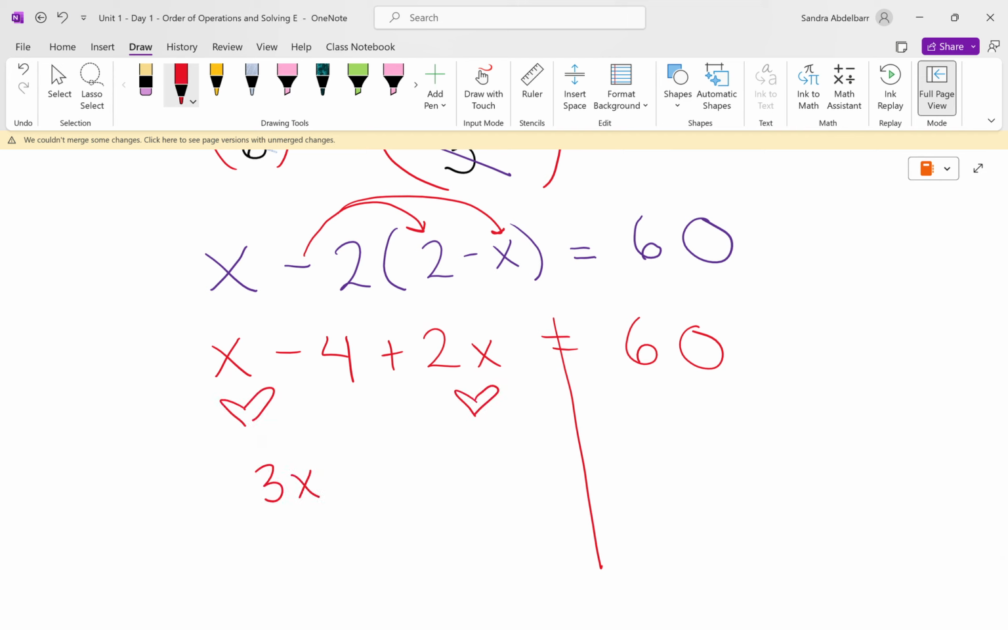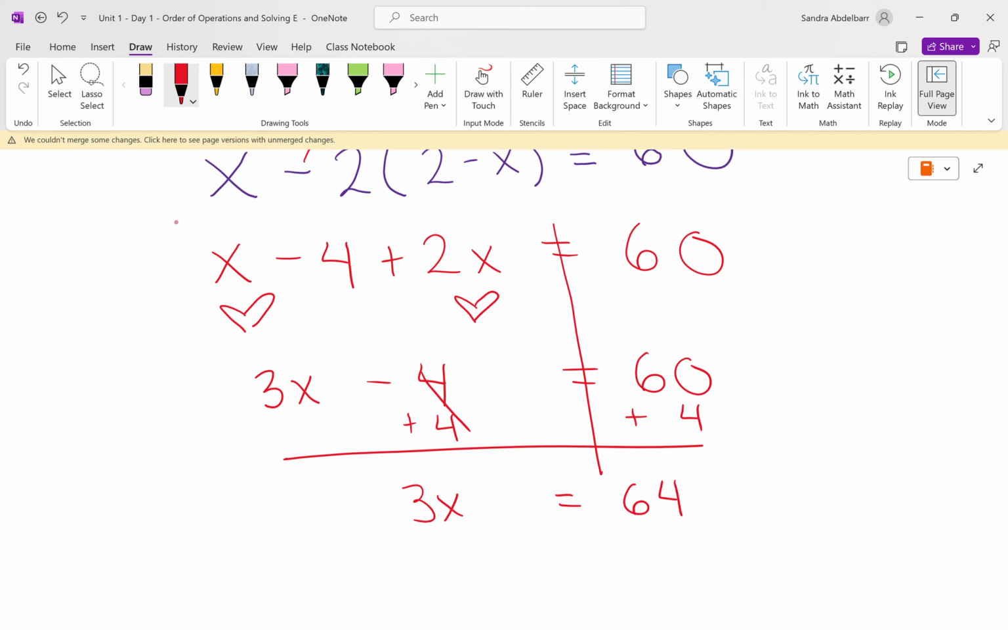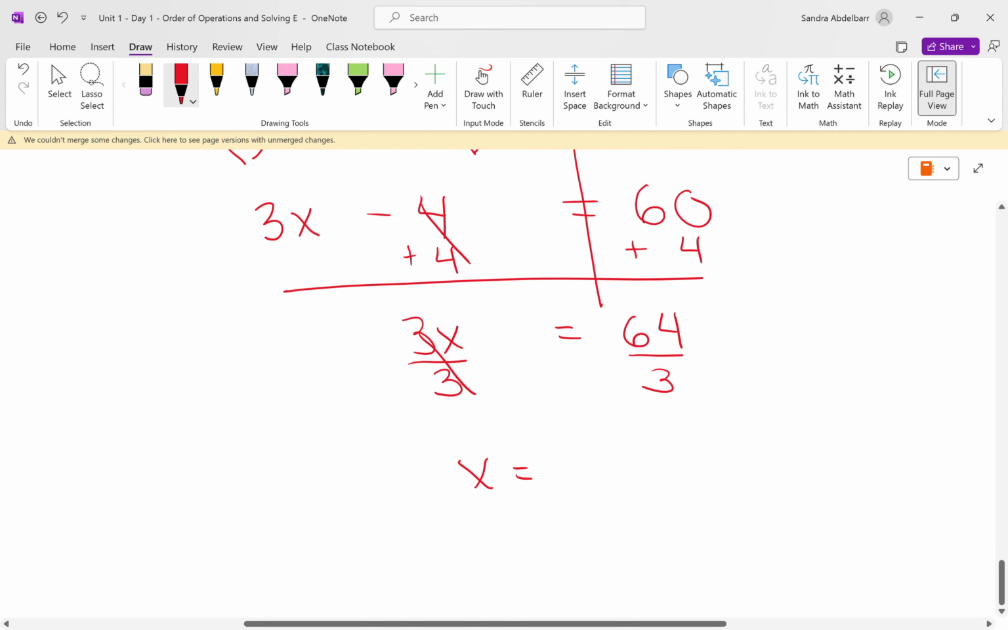Now on the left side, I'm combining my like terms. So I have a positive x and a positive 2x, which gives me a positive 3x. And now this is just a normal two-step equation, which I'm very confident you all know how to solve. I'm going to add that 4 over. And we are at 3x equals 64, and our very last step is to divide by 3.